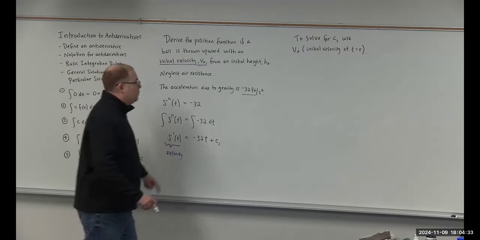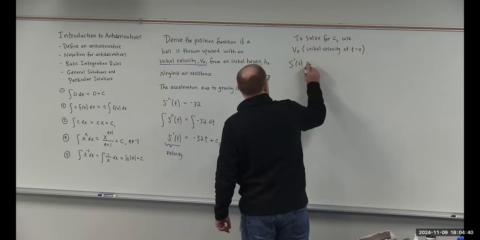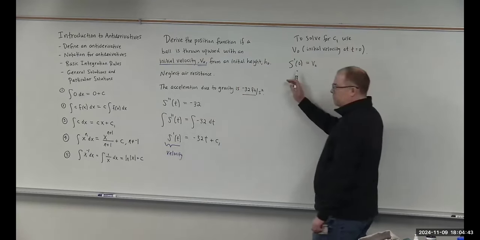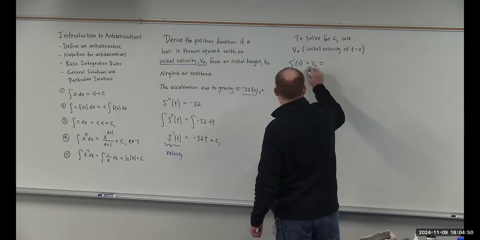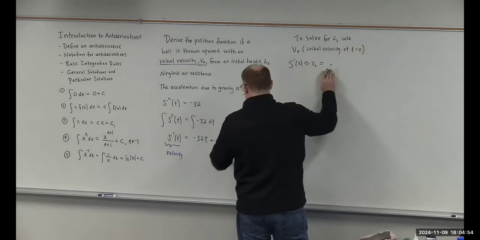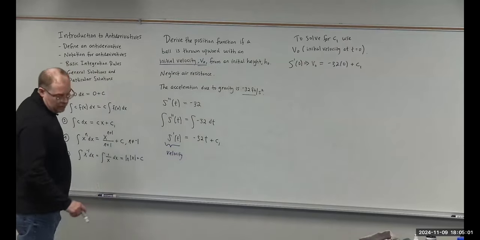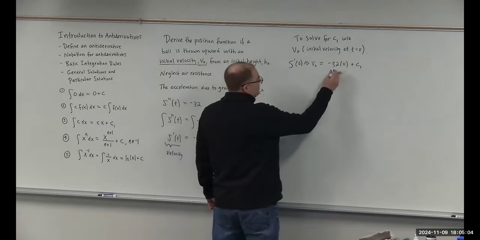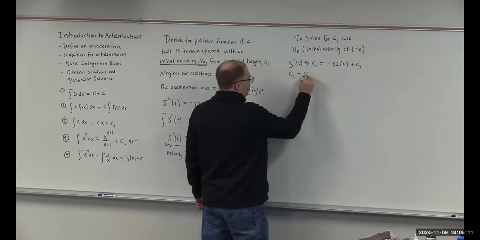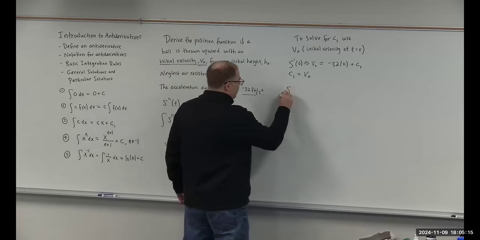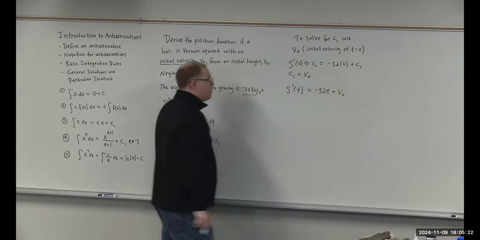So letting t be zero, we have S prime of zero, which is the initial velocity V naught. That is equal to minus 32 times zero plus C1. We can easily see that minus 32 times zero is just zero, so C1 must be V naught. So we have S prime of t equal to minus 32t plus V naught.